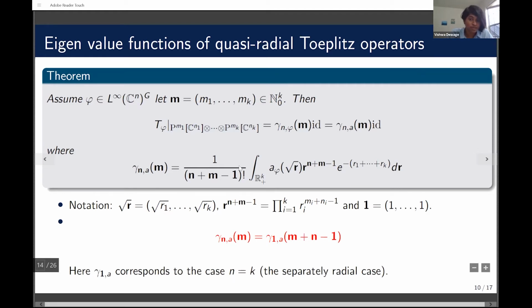One thing we can notice is that when n is equal to the k-tuple of ones, we get the separately radial case. So these two cancel, and we have 1 over m factorial. Here we have m, so gamma NA is just an n minus 1 left shift of gamma 1A. This actually helped us simplify our proofs a lot.